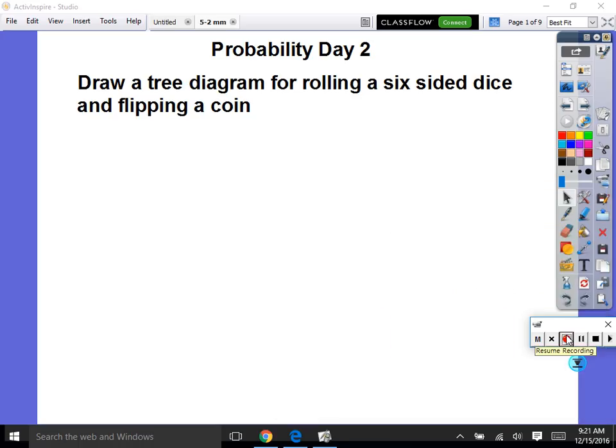Okay. So a reminder what probability is. Probability is the percent likelihood that an event is to occur. And remember that our percent will be from 0 to 100% likely. 0% being never going to happen. 100% means it's definitely going to happen.